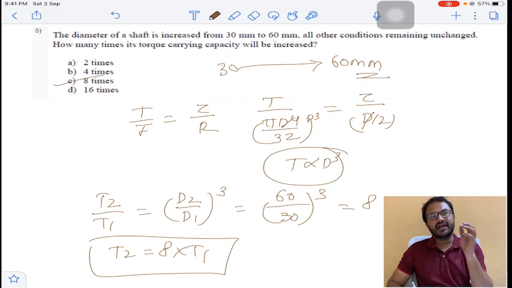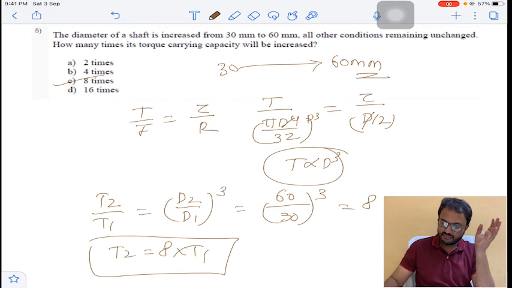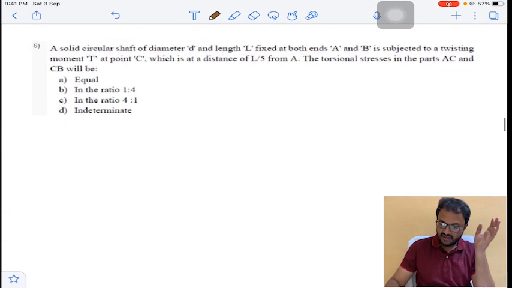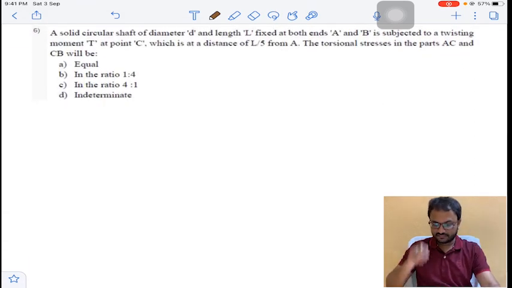Okay. So when you are increasing the diameter from 30 mm to 60 mm, the torque value increases by 8 times. Clear? Option C for question number 5. Coming to question number 6.